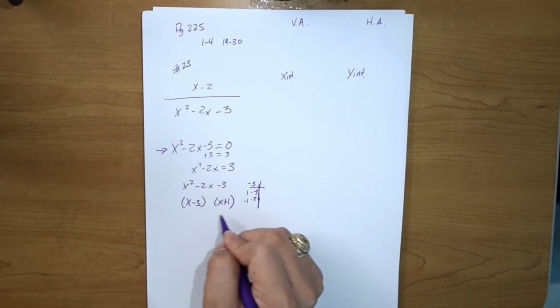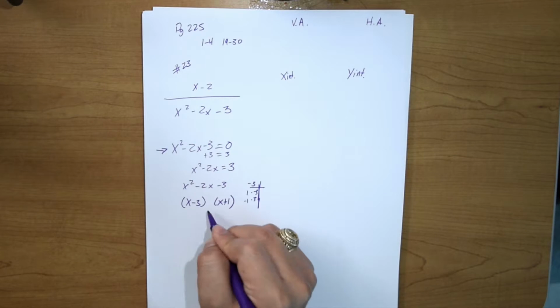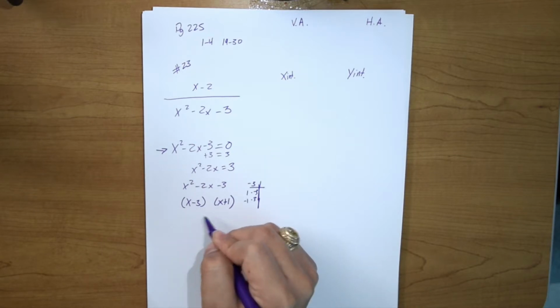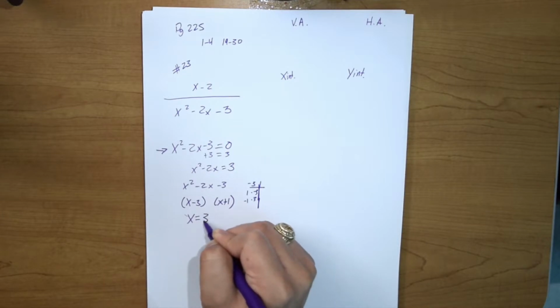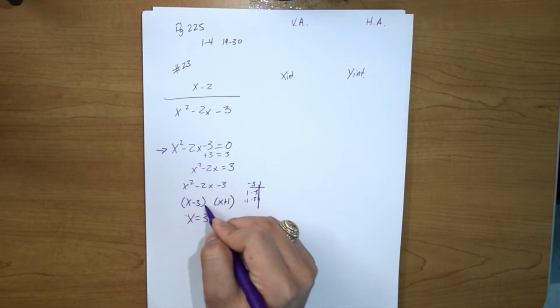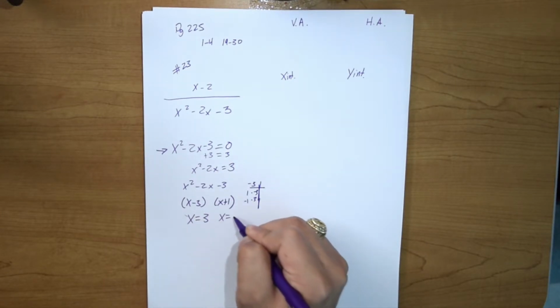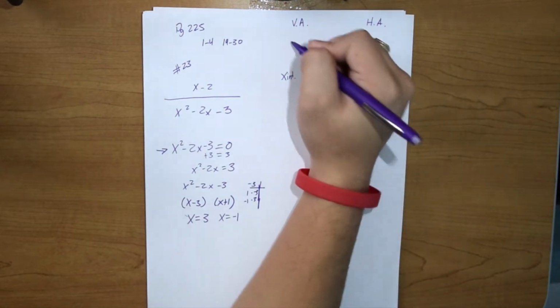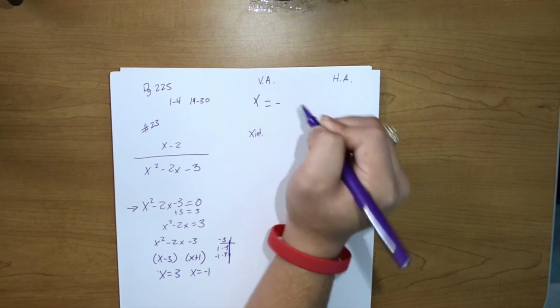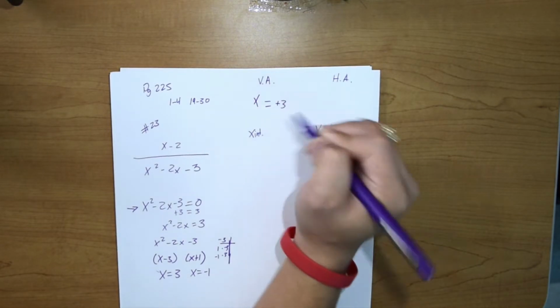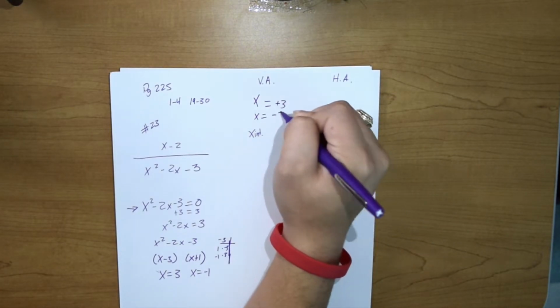So what are we doing now? We find the zeros of this, which is x is equal to positive 3, because when we plug it in there, it gives us 0, and x is equal to negative 1. So my vertical asymptotes are going to be x is equal to positive 3 and x is equal to negative 1.